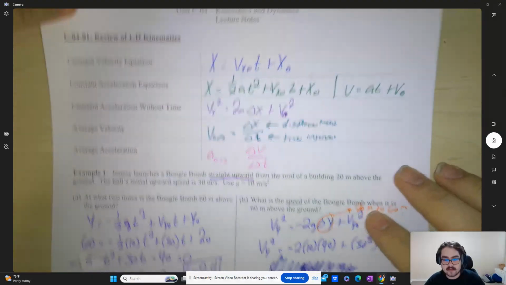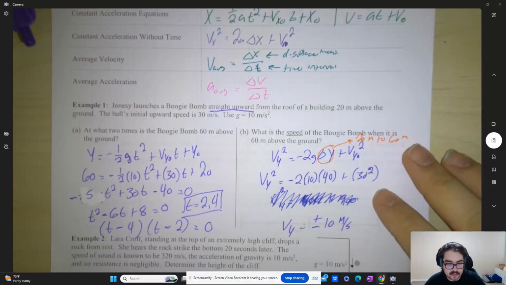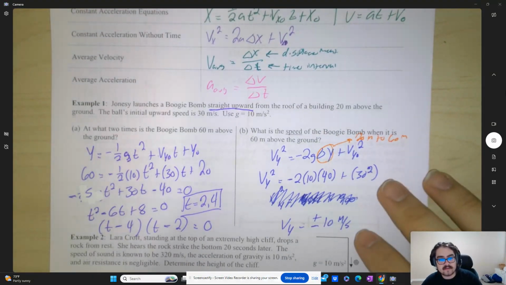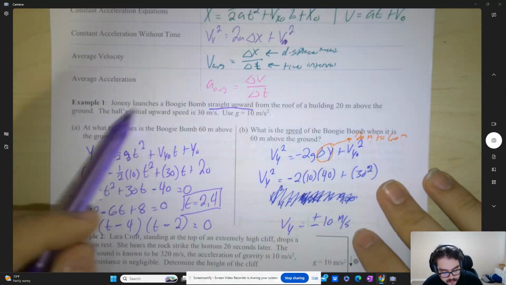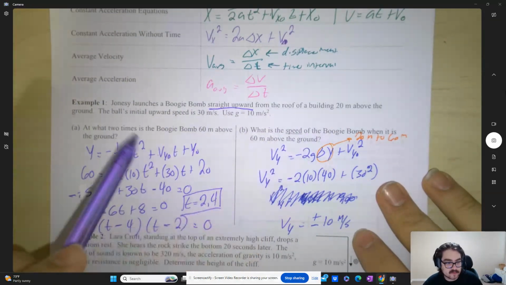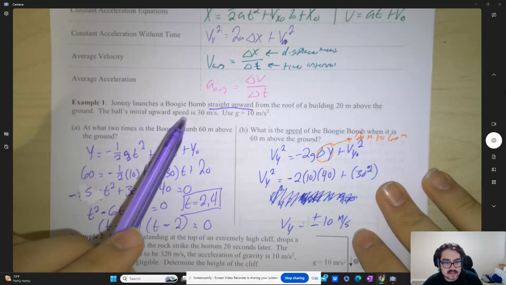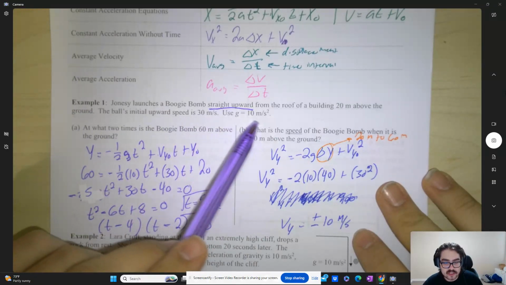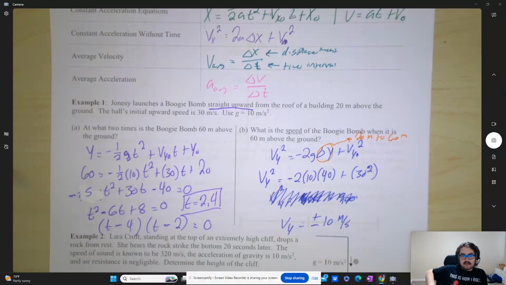The first problem here, if it doesn't say Jonesy with a boogie bomb, it's the same numbers. Okay. So he launches a boogie bomb straight upward from the roof of a building, 20 meters above the ground. The ball's initial speed is 30 meters per second. Use g equals 10.